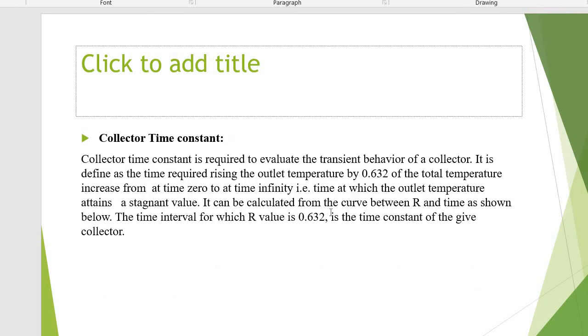Collector time constant. It is required to evaluate the transient behavior of a collector. It is defined as the time required to raise the outlet temperature by 0.632 of the total temperature increase from time 0 to time infinity.